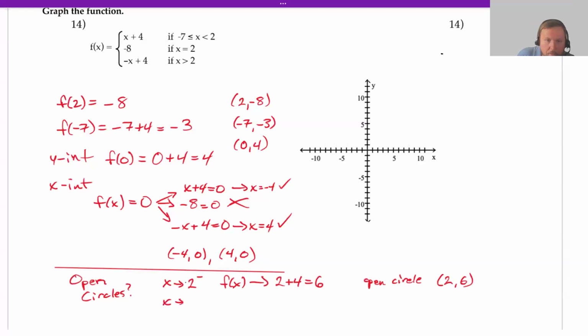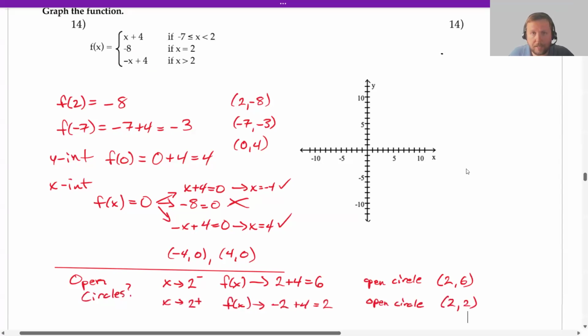And then from the other direction, from the positive direction, from the right, as it's going to 2, it's looking like -x plus 4. And as we come from the positive direction and get closer to 2, the function is in that third piece. So it looks like it's heading towards -2 plus 4 is equal to 2. And all I'm doing is I'm plugging the 2 in for x in that third piece to figure that out. So we have another open circle at 2, 2.